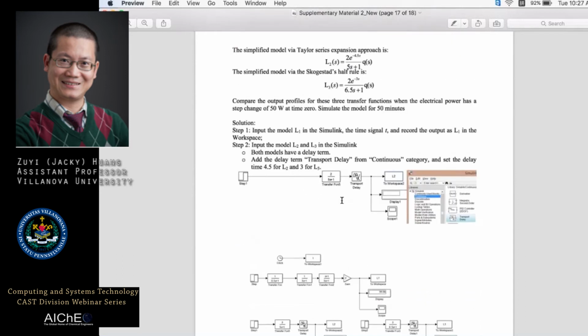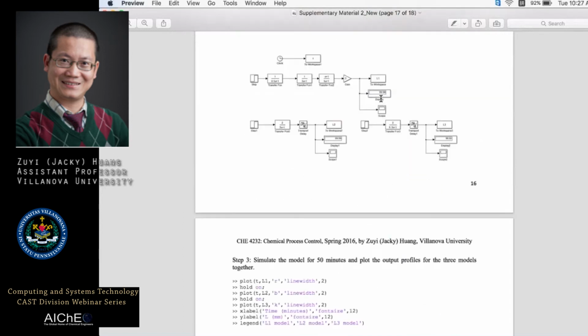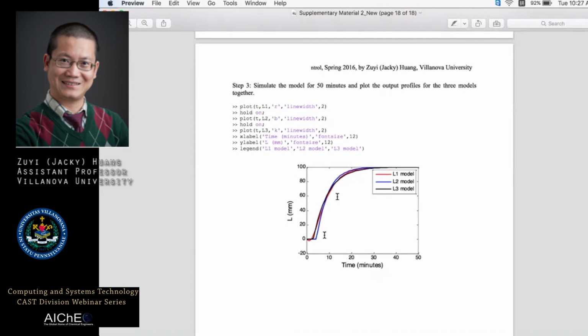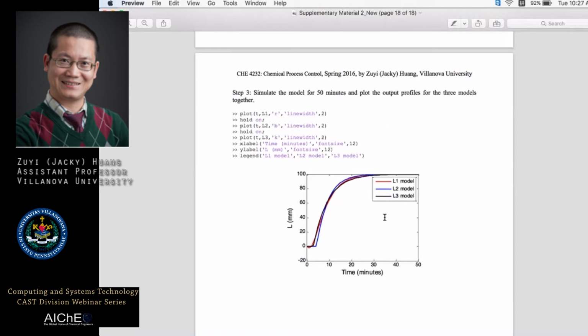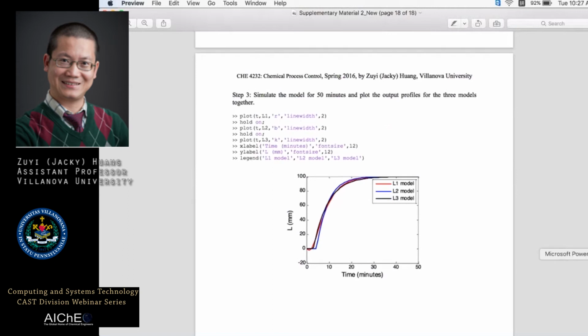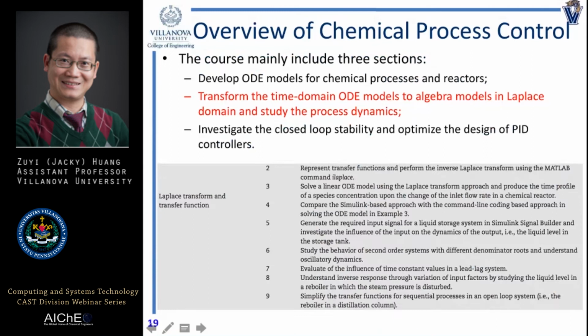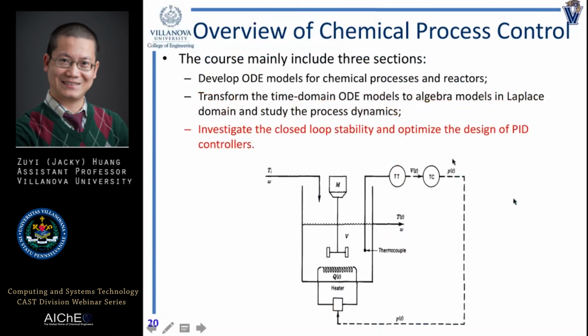One is the Taylor series expansion. Another one is the Dexter half rule, and then we compare the simulation result from the original model and also from the simplified models. So based on that, the students have a better understanding of the simplification. So this is module 2, and then I'll show you module 3.